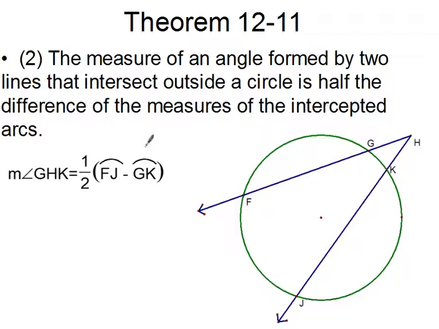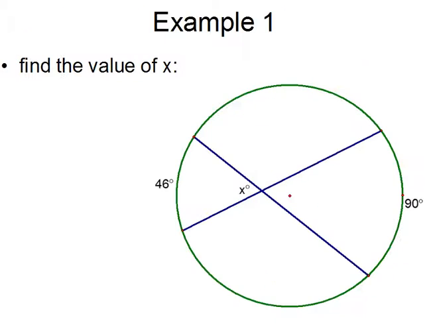Part two is when the two secant lines cross outside. So you may want to write outside for that. So this angle out here, you take the bigger angle minus the smaller angle and take half of it. And that gives you the measure of the angle outside. Okay, so let's try a couple.